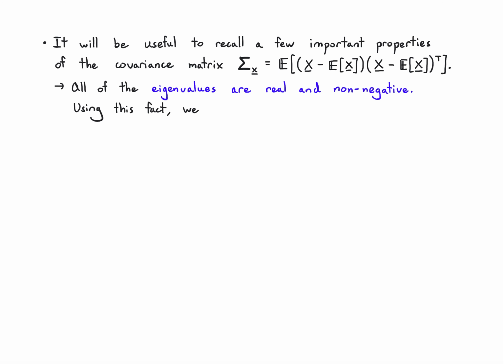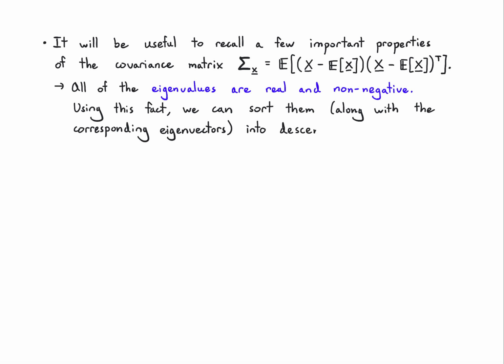Using this fact, we can just sort them, and that's what we're going to do. We're going to sort them along with the corresponding eigenvectors, indexing them in descending order. So lambda 1 is going to be the largest and lambda d, since we're assuming we're in a d-dimensional space, is going to be the smallest eigenvalue, and the smallest they can get is 0. I assume that we've pre-sorted them in this order for the whole video.